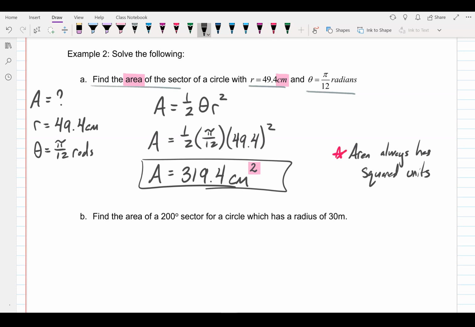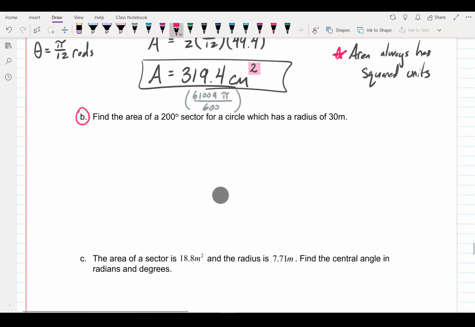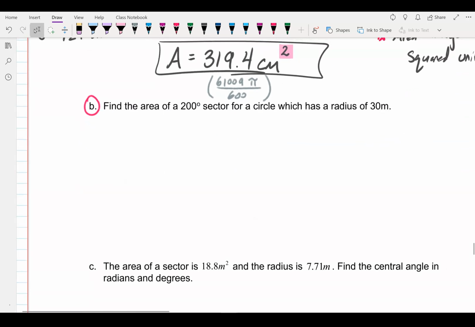Okay? And for those of you that carried the pi through all the way to the end, there is an alternate answer for this, which I'll write here. And there you have it. So that's how you do area of a sector when you're given all the information. I recommend now that you try to do question B. If you do question B correctly, you should get an answer of 1413.7 meters squared. So pause the video, give that a shot, see what you get. I'm going to write down my answer and you can compare it to that.